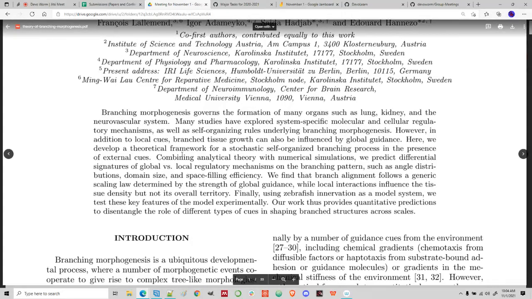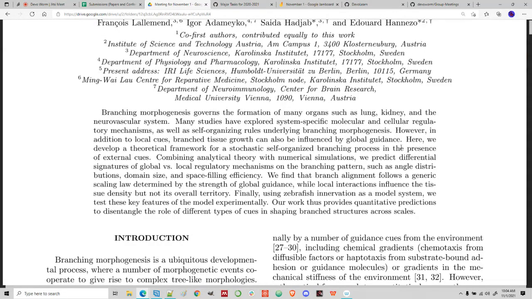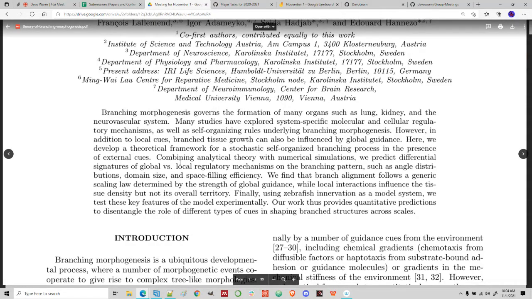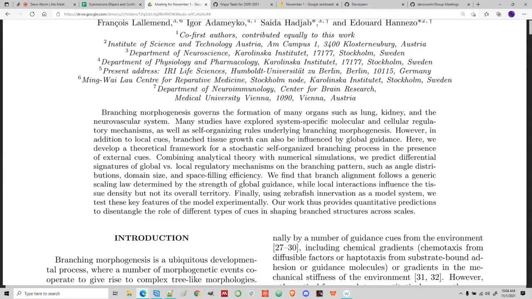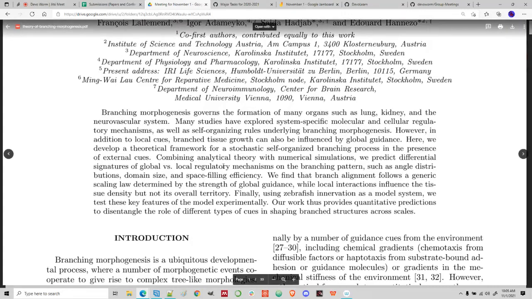Here we develop a theoretical framework for a stochastic self-organized branching process in the presence of external cues. Combining analytical theory with numeric simulations, we predict differential signatures of global versus local regulatory mechanisms on the branching pattern. These are things such as angle distribution, domain size, and space-filling efficiencies. So this is almost like an energetics type theory. I can't remember the author, but there's a theory of branching in energetics, and I'll have to pull up the reference maybe for next week. This is a common thing in physics to look at.